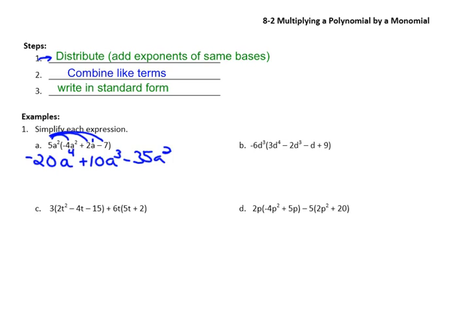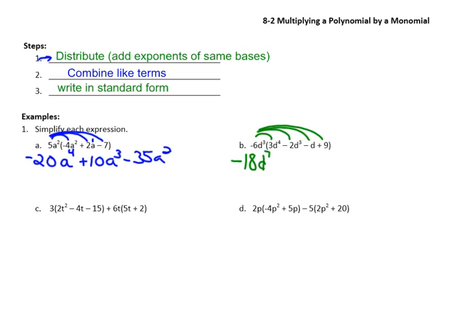Okay, let's try the next one. So now I have to multiply by a negative 6d to the 3rd, and I have to multiply it by every single piece. But I can do this, taking them one at a time. So negative 6 times 3 is negative 18. D to the 3rd times d to the 4th, that's supposed to be d to the 7th, even though it doesn't look like it. There we go, a little better.